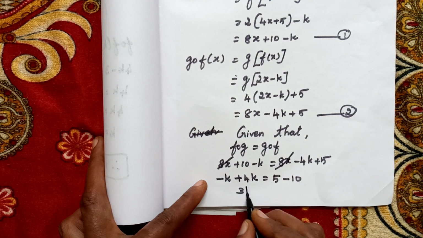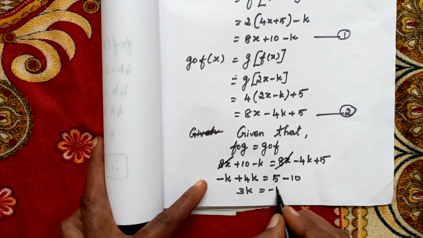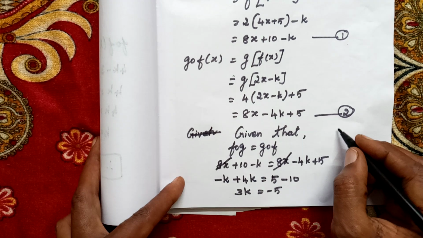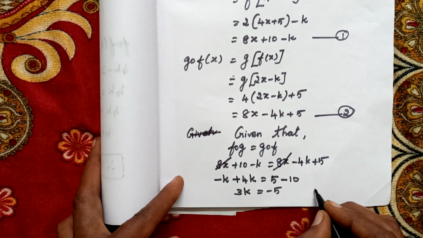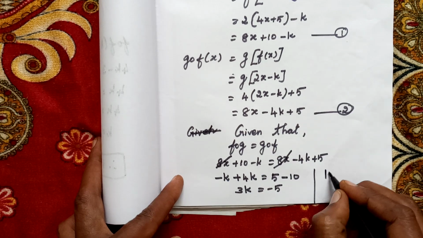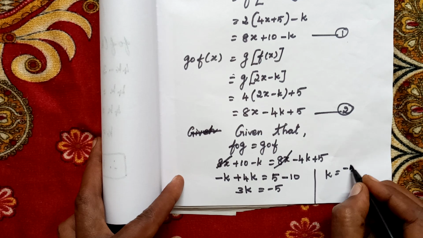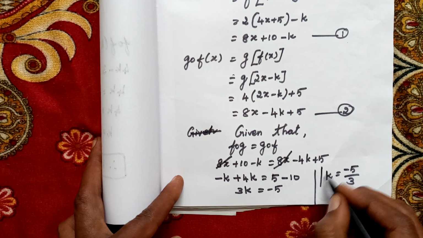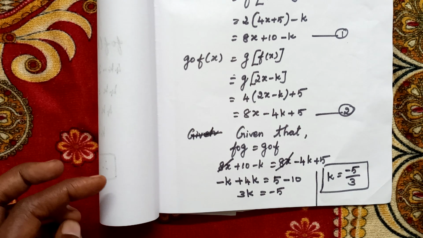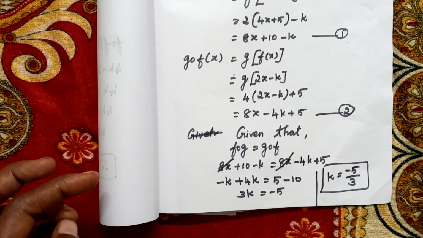So 3k is equal to minus 5. Therefore, what is the value of k? K is equal to minus 5 by 3. Therefore, the value of k is minus 5 by 3. Any doubt? Okay.